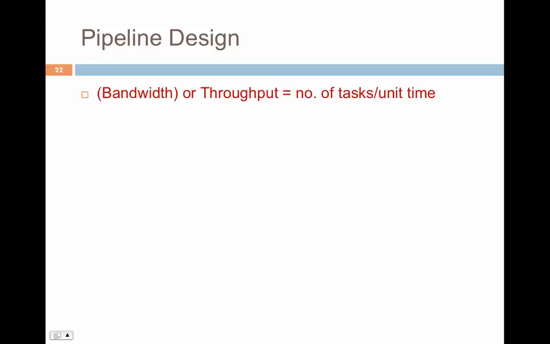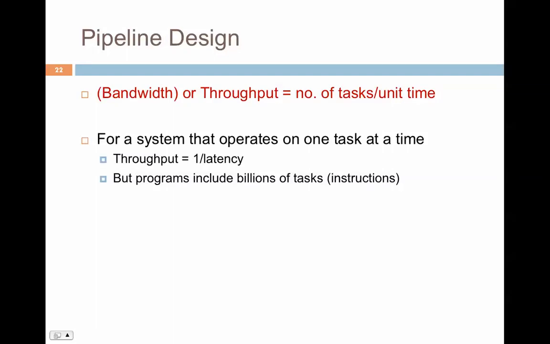So in a pipeline design, we can see that the bandwidth, or what we call the throughput, is the number of tasks completed per unit time. And our goal here with pipelining is to improve the throughput. So for a system that is going to operate on one task at a time, generally the throughput is the inverse of the latency. So if you say the latency of the task is 5 nanoseconds, the inverse of it is 5 gigahertz, which is the throughput, or 5 gigabits per second is another way of looking at it.